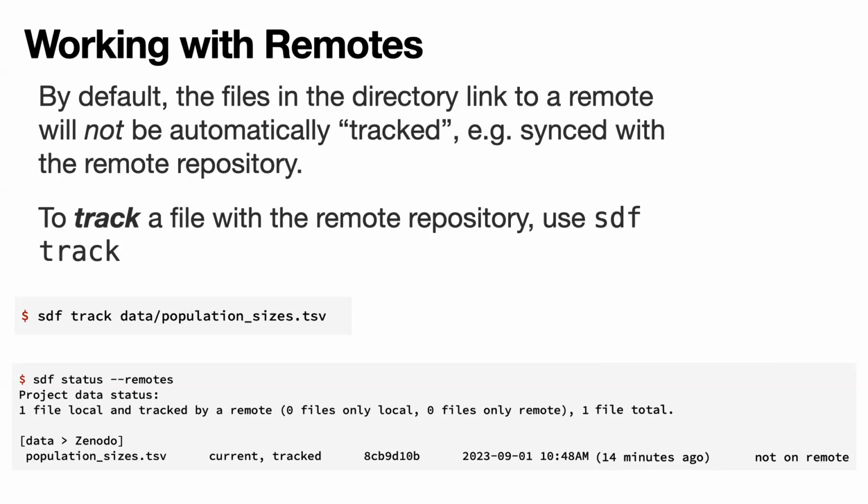So if I had some data here called population sizes and I did SDF track, it would say tracked equals true, which, if you saw the data manifest earlier, there's a little entry for that. And then if you did SDF status with remotes, it would say, number 1, data is going to Zenodo. It's linked this data directory to the Zenodo remote repository. And then it would say the file is current, meaning it hasn't changed on this system, and it is tracked, meaning that it will be synchronized with the remote.